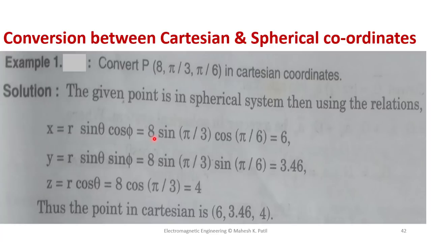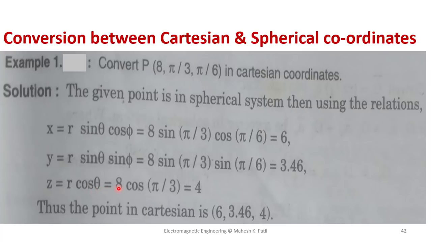So it will be 8 sin pi by 3 cos pi by 6. If I simplify this, I am going to get the answer as 6. So x equal to 6. Similarly, y equal to r sin theta sin phi. So 8 sin pi by 3 sin pi by 6. If I simplify this, I will get the answer as 3.46.